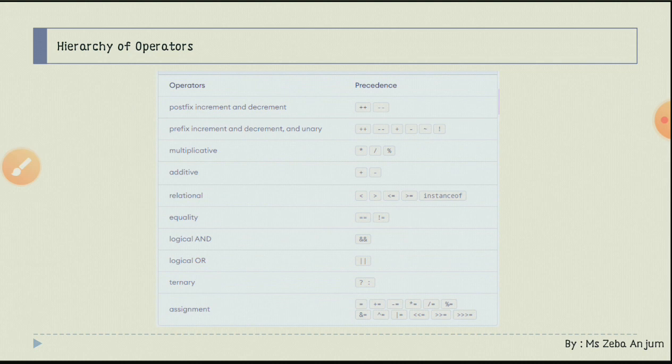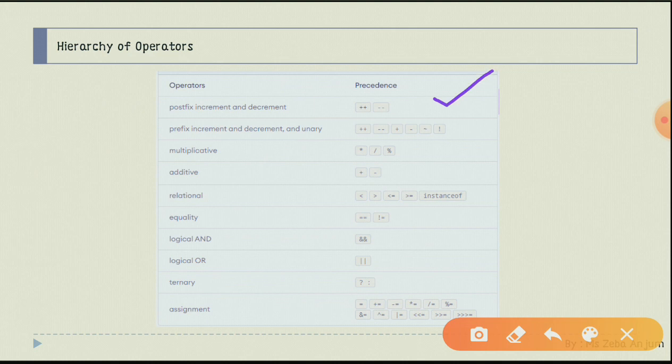Now at the very first, if in any expression you are getting some postfix increment or postfix decrement, then you are going to handle such kind of operation at the very first level. After handling your postfix increment or decrement, you must proceed towards your prefix increment or decrement and unary operators. Please make a note that you have logical not over here also. So you must apply this condition at the second position.